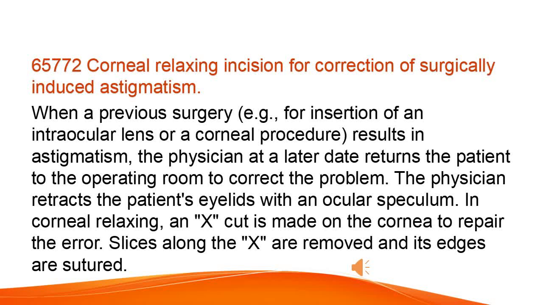Corneal relaxing incision for correction of surgically induced astigmatism. When a previous surgery, e.g., for insertion of an intraocular lens or a corneal procedure, results in astigmatism, the physician at a later date returns the patient to the operating room to correct the problem. The physician retracts the patient's eyelids with an ocular speculum. In corneal relaxing, an X-cut is made on the cornea to repair the error. Slices along the X are removed and its edges are sutured.